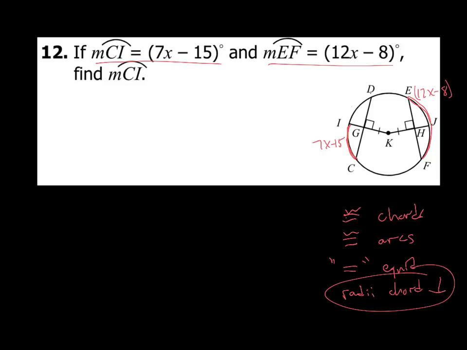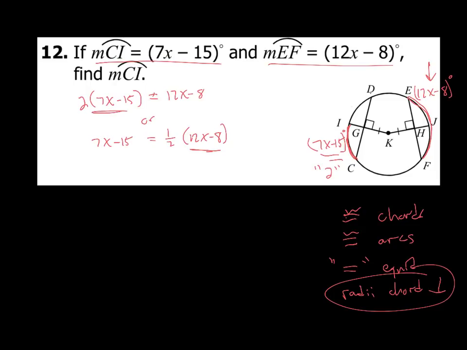So I start thinking about how these two are related, and I need 2 of these to make 1 of these. So 2 7x minus 15s would make 1 12x minus 8. Or I suppose I could say 7x minus 15 is equal to half of 12x minus 8. Now, this would work out nice because both of those numbers are even, but I prefer to use the fact of doubling something rather than taking the half of something because I don't want to run the risk of decimals.